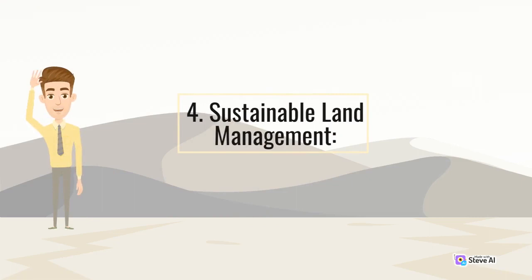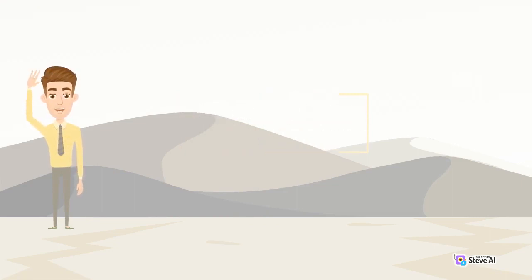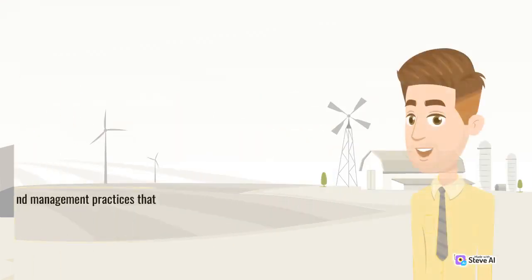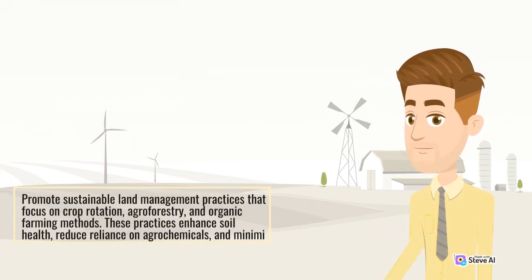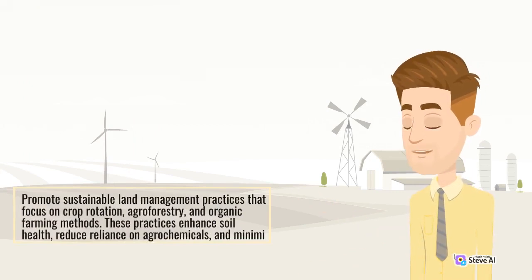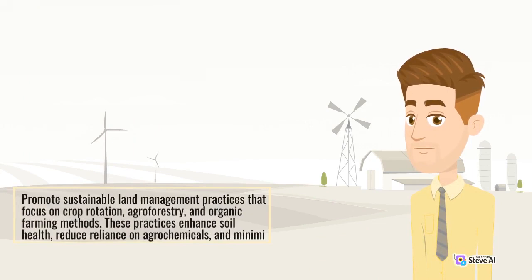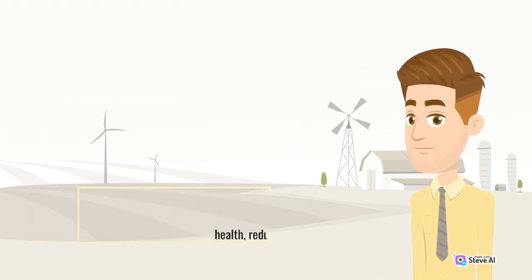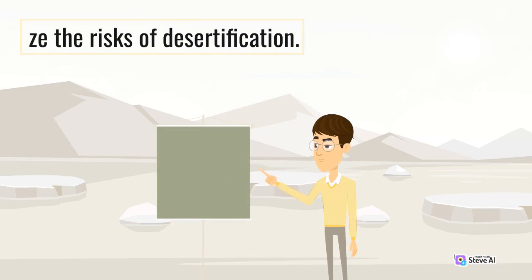4. Sustainable land management. Promote sustainable land management practices that focus on crop rotation, agroforestry, and organic farming methods. These practices enhance soil health, reduce reliance on agrochemicals, and minimize the risks of desertification.